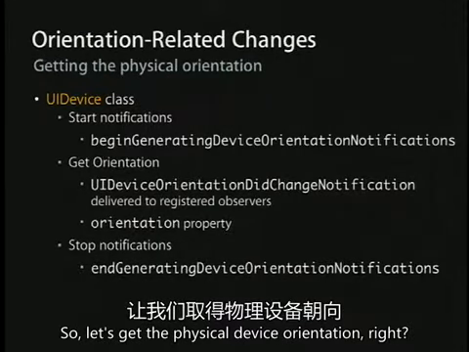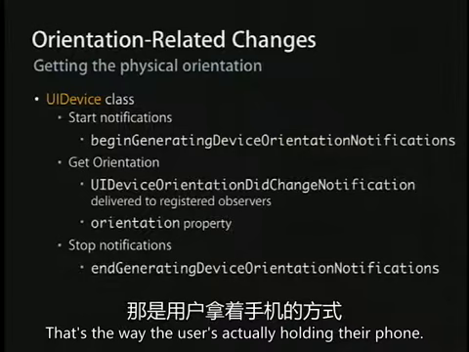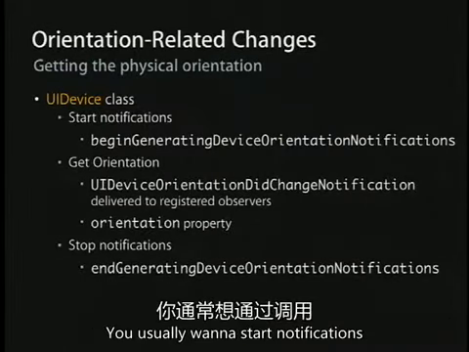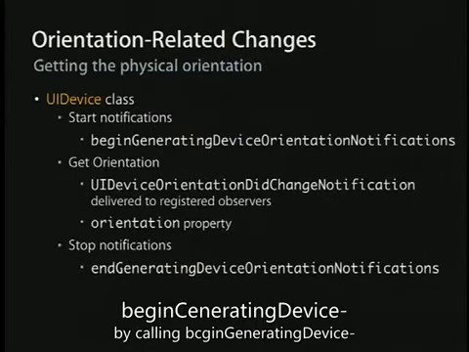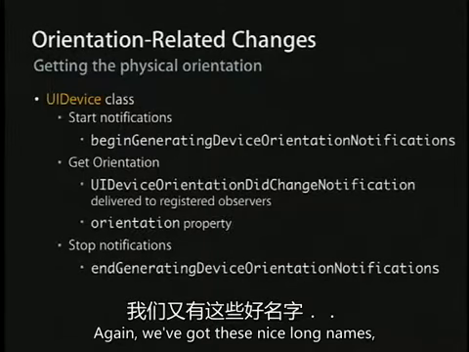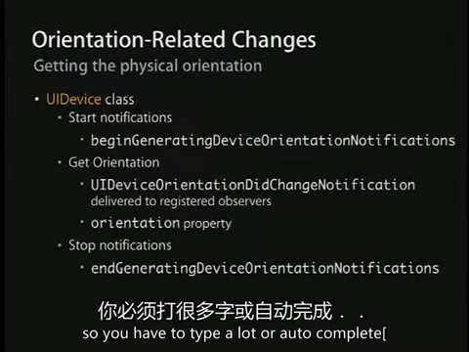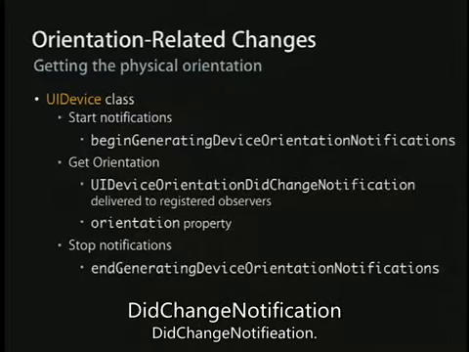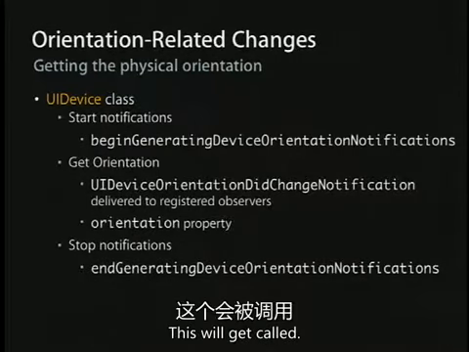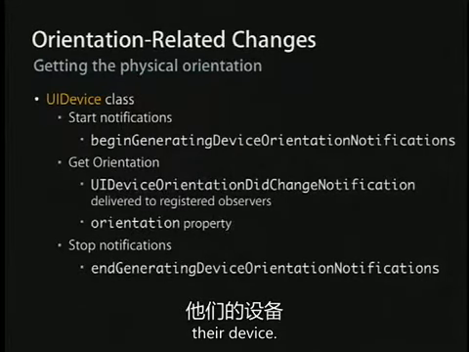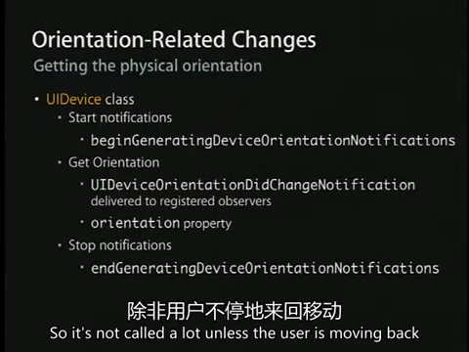So let's get the physical device orientation, right? That's the way the user is actually holding their phone. You do that using the UIDevice class. You usually want to start notifications by calling beginGeneratingDeviceOrientationNotifications. Again, we've got these nice long names, so you have to type a lot, or use autocomplete. You can start finding out about these things happening by registering for the UIDeviceOrientationDidChangeNotification. The granularity is basically that the user has actually fully rotated their device, so it's not called a lot unless the user's moving back and forth constantly.